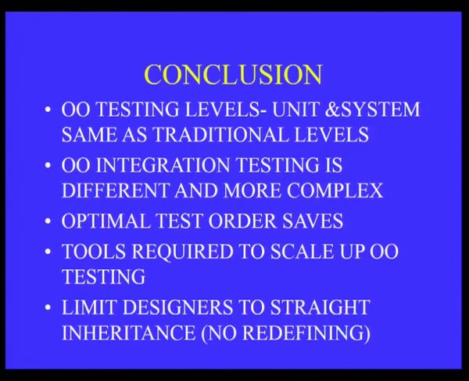In conclusion, object oriented testing levels, unit and system, are the same as traditional levels. Object oriented integration testing is different and more complex. Optimal test order saves a lot of money. How do we order the tests? That's the second question. We cannot do some random sequencing of tests. There should be a way in which we sequence the tests and optimize that.